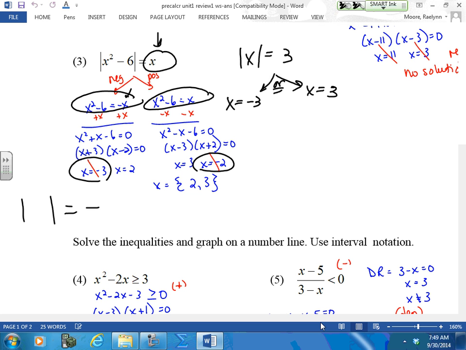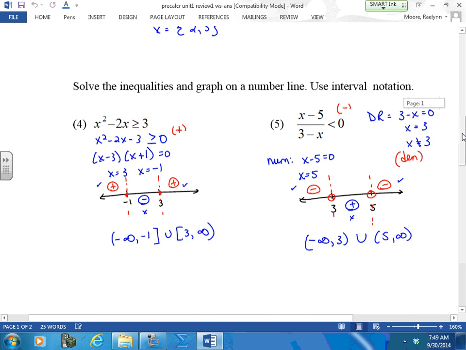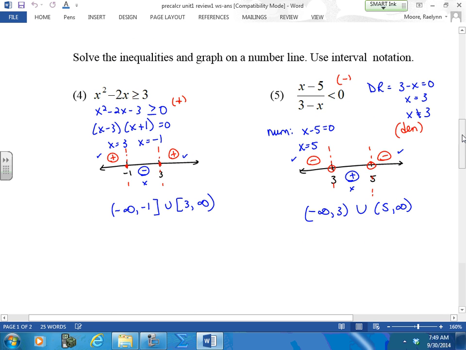Questions? No? Everybody can do these? Yes? Good. This is exactly what your test is going to look like. One of each of the major things that we did. Here's your inequalities. Here's a quadratic inequality. Everybody likes the quadratic inequality.